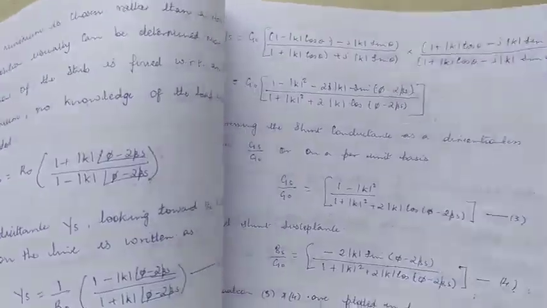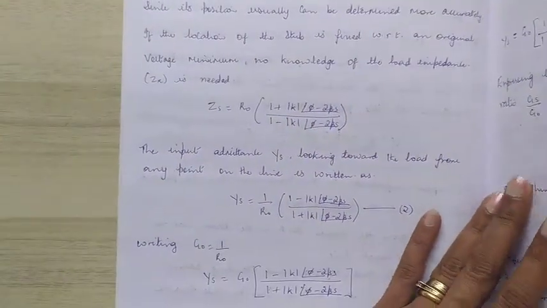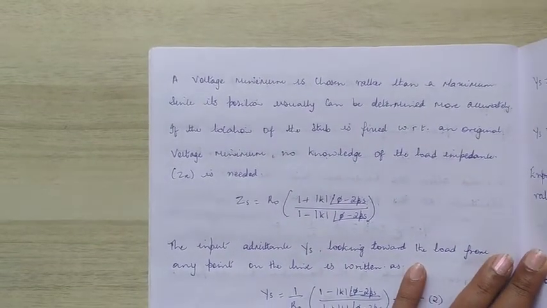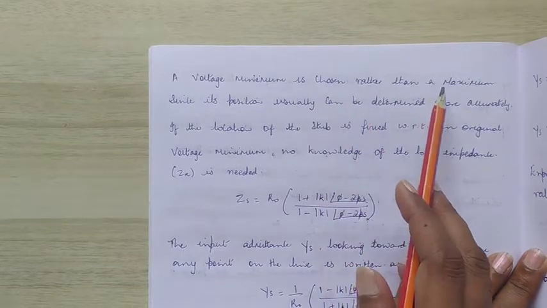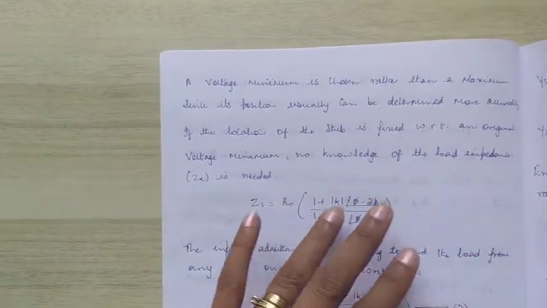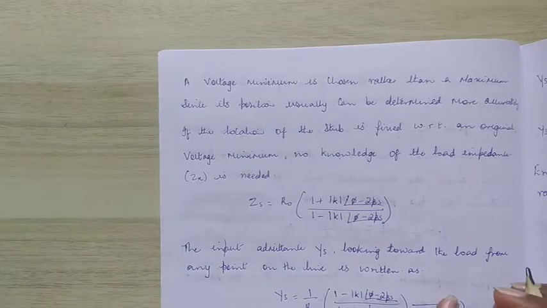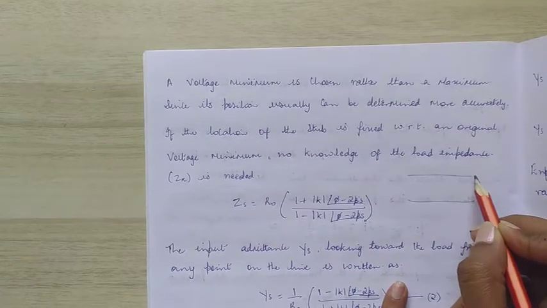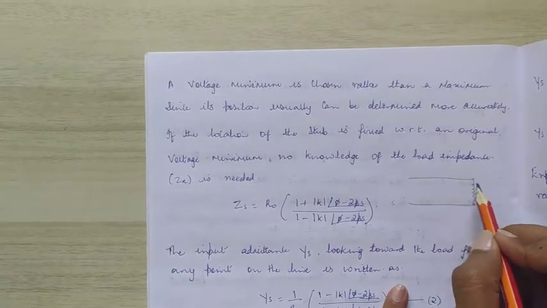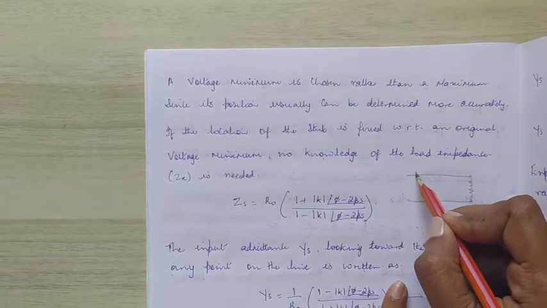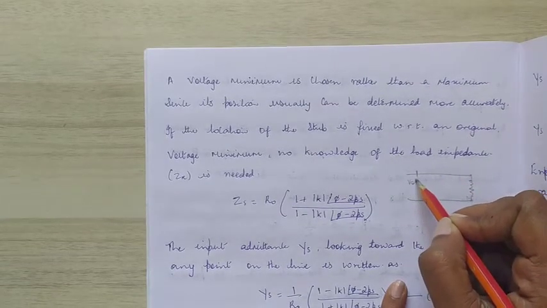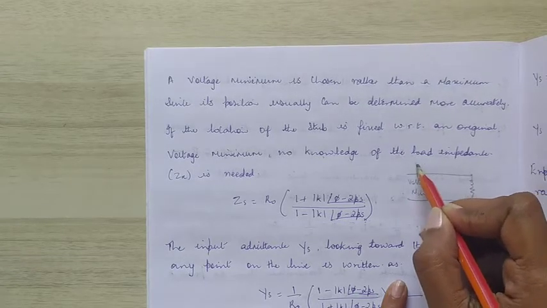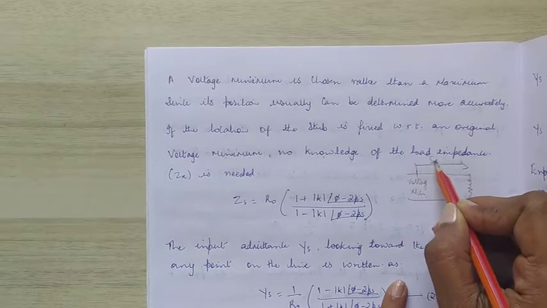Now we come to the derivation part of it. What do we do while we are doing this derivation? A voltage minima is chosen rather than a maximum. Now what we are doing basically is that we find out, if this is my line, this is the actual load, we find a point of voltage minima, whose distance from the load is going to be S2.